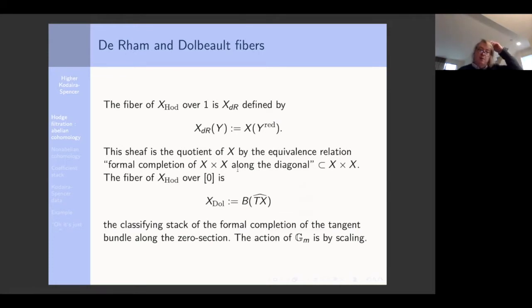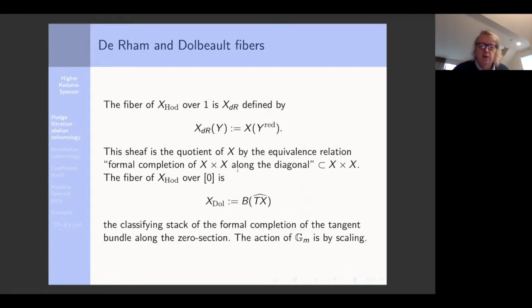Okay, so in the fiber over 0, it's something similar, but instead of taking the formal completion of X cross X along the diagonal, we take the normal cone of the formal completion, which is to say the tangent bundle of X completed along the 0 section.